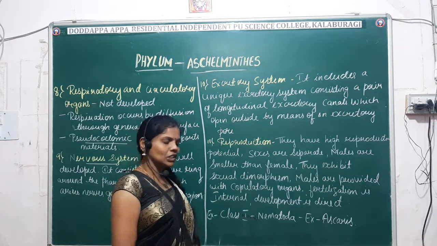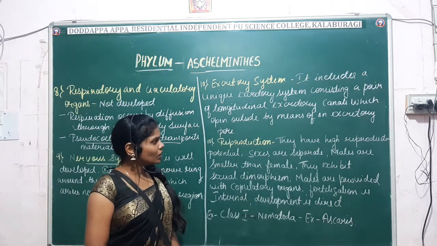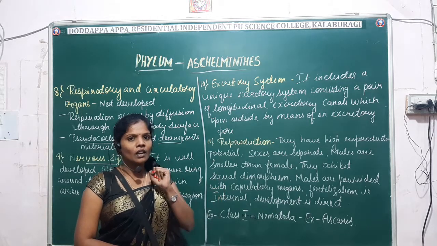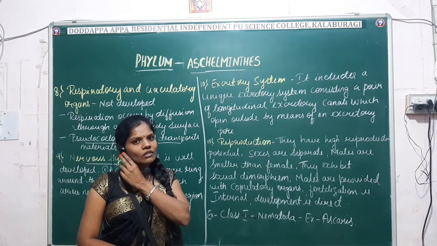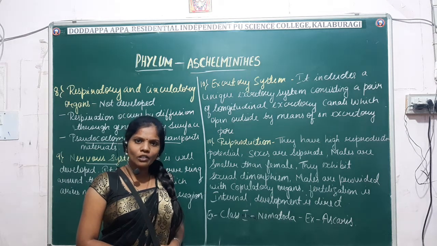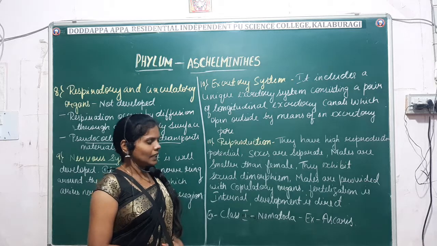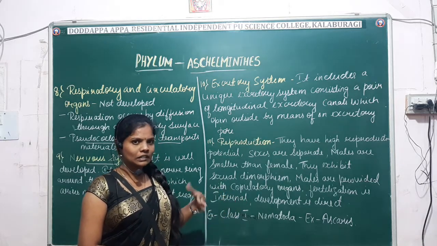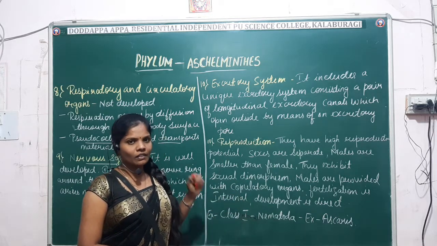Then fertilization is internal and the development is direct. So that's about the reproduction. What type of reproduction is seen in Aschelminthes? Keep in mind they exhibit sexual dimorphism, and we can easily distinguish which is male and which is female. The males are smaller and the females are longer. Then fertilization is internal; internal and external we already studied in detail. Development is direct, and you will not find any larval stage here.